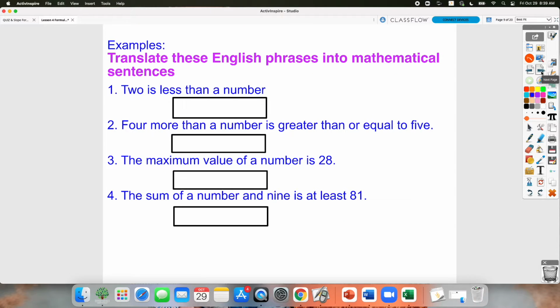All right, number one, 2 is less than a number. So I'm comparing 2 with some other number. What do I need to use to represent that other number? A variable of some kind. So I'm going to use an n, 2 and n. And then if 2 is less than that number, what symbol do I need in between those? A less than symbol. So like that. Other way, right?